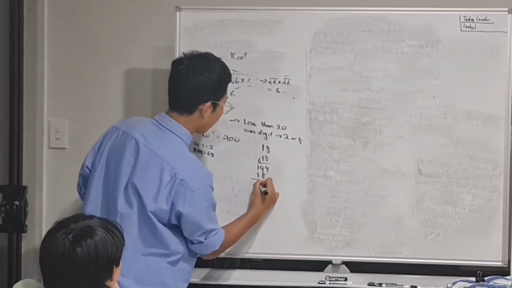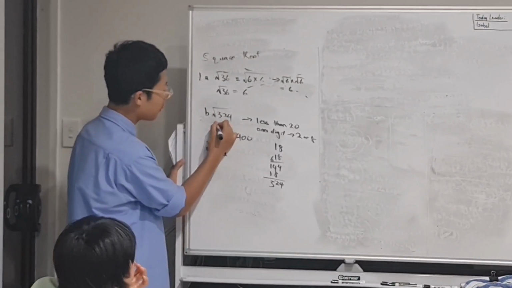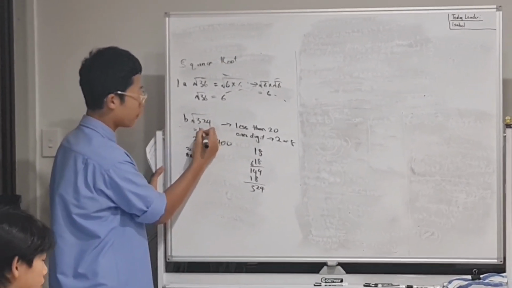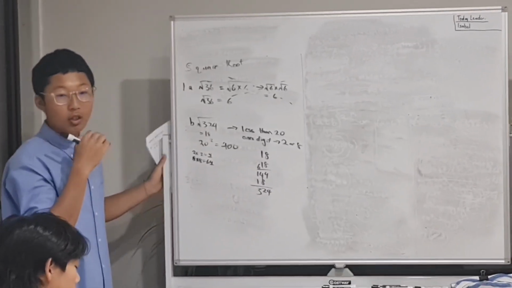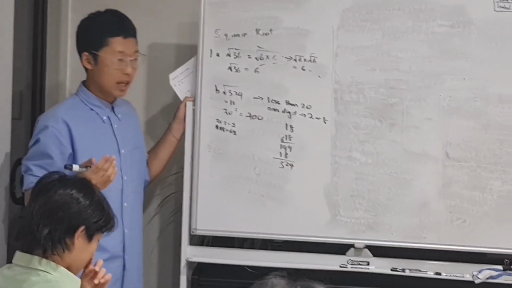And somehow we get 324. Okay, 18 is the square root of 324. Oh yeah, I remember. It was on the sheet. So what happens in these types is that you can't use all the information you have.